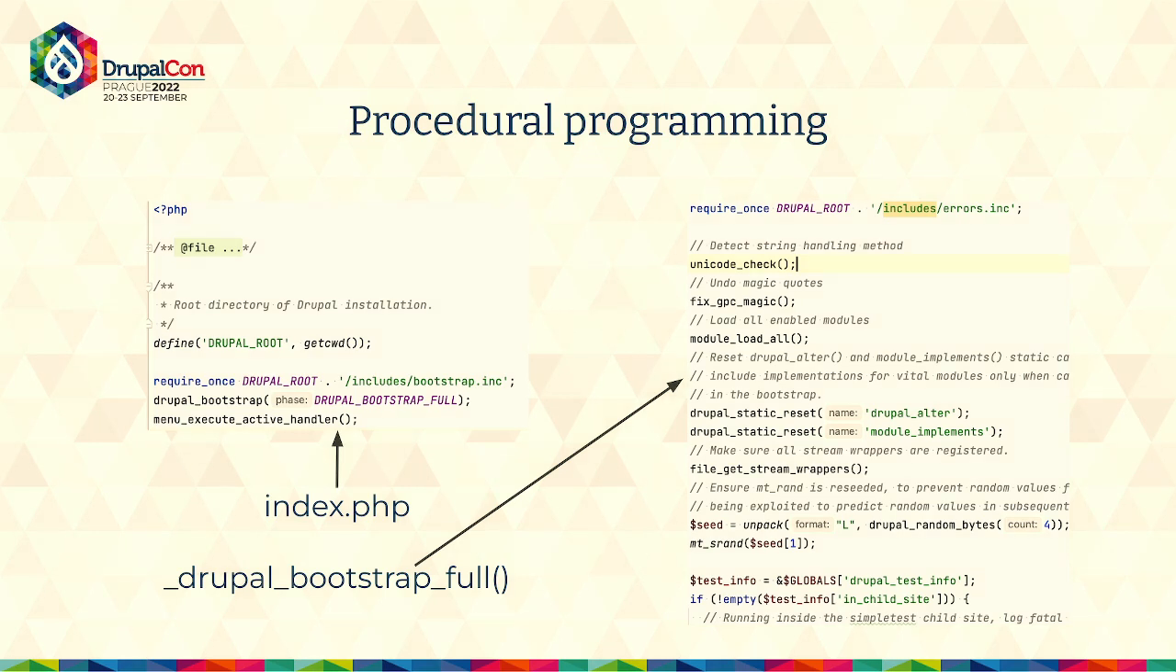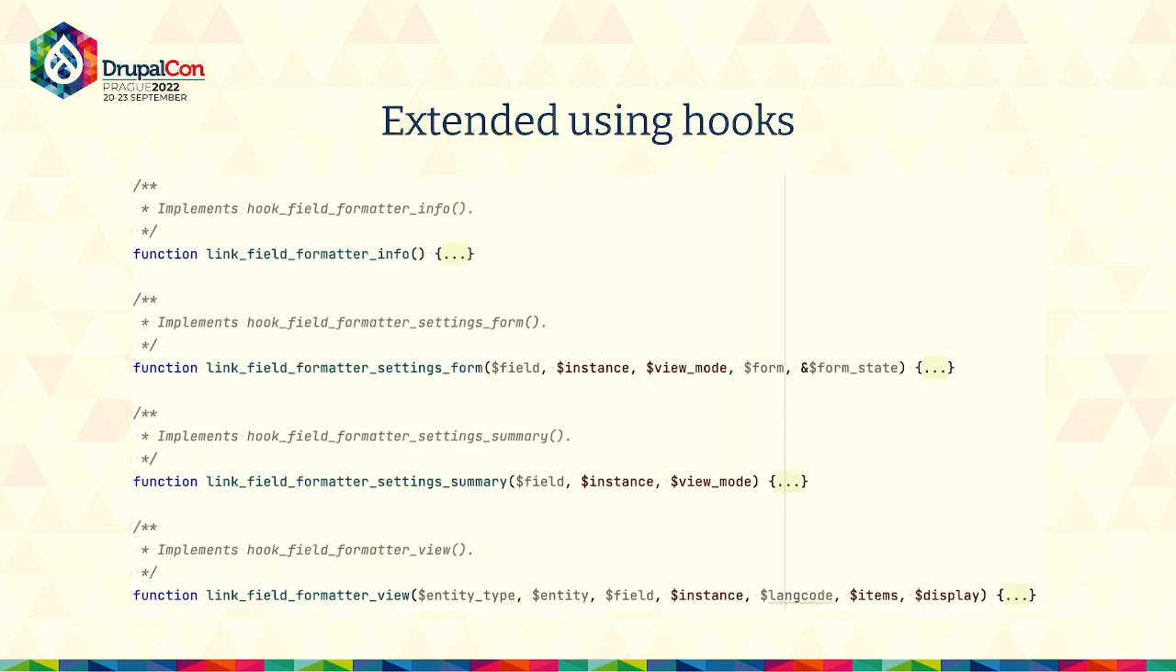It had menu execute active handler, which was the entry point for any menu route. I'll call this a route, since I'm doing more Drupal 8 now. But yeah, this was the entry point for all menus, and then the control was getting passed to the menu callbacks via different sets of procedural functions. The only way to extend Drupal 7 was using hooks, right? How many of you faced difficulties understanding what hooks are? Very few. And how many of you started with Drupal 7? Okay, that explains it.